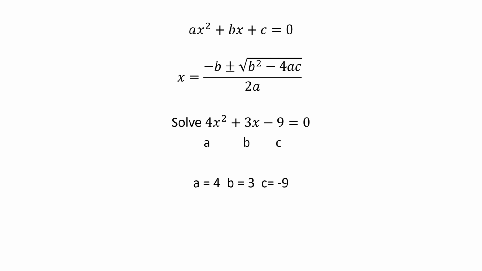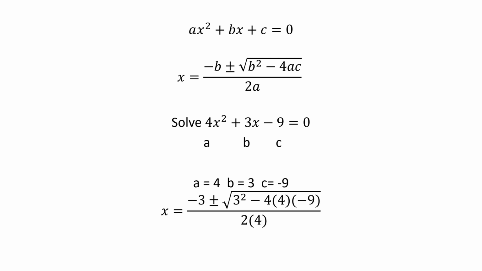And then all we're going to do is replace those values into that formula, the quadratic formula. X equals negative b plus or minus the square root of b squared minus 4ac all over 2a. A is now 4. B is now 3, C is now negative 9. And I'm just going to plug those values in for A, B, and C and then solve it, which we'll do after I clear the screen.